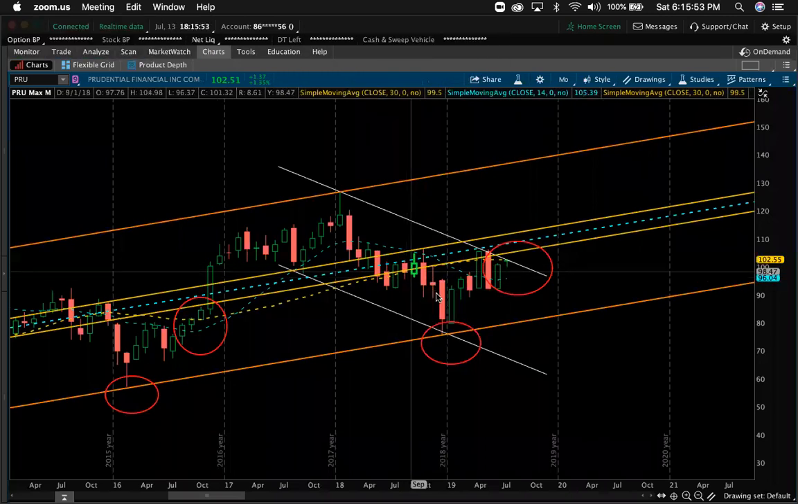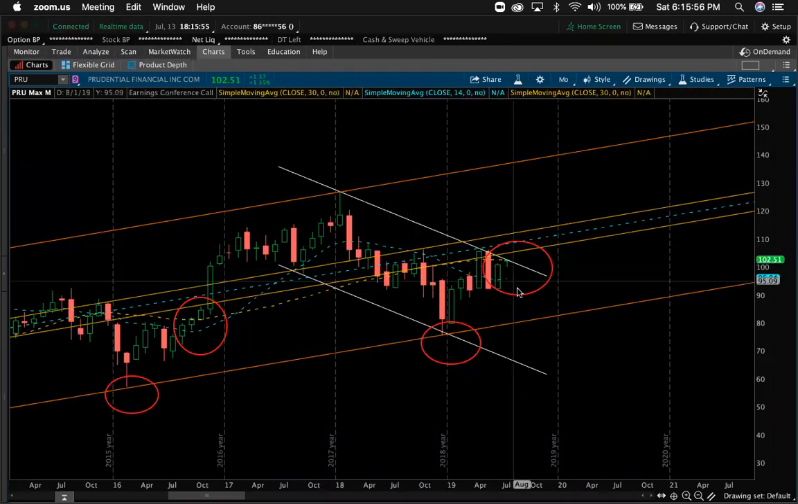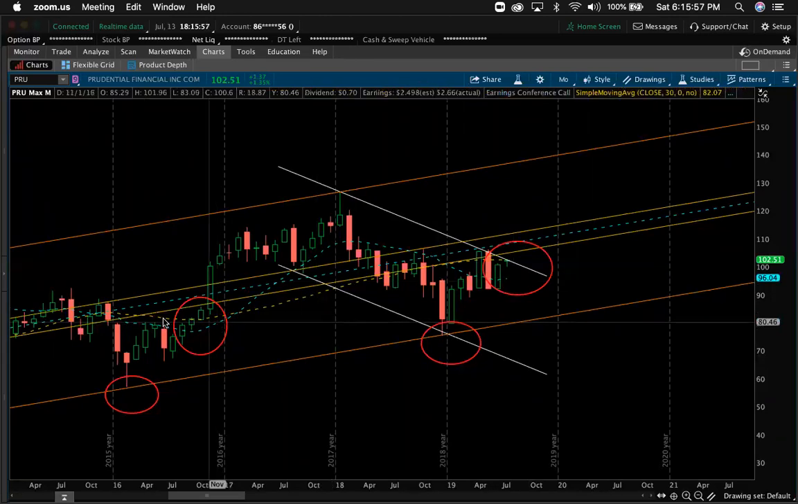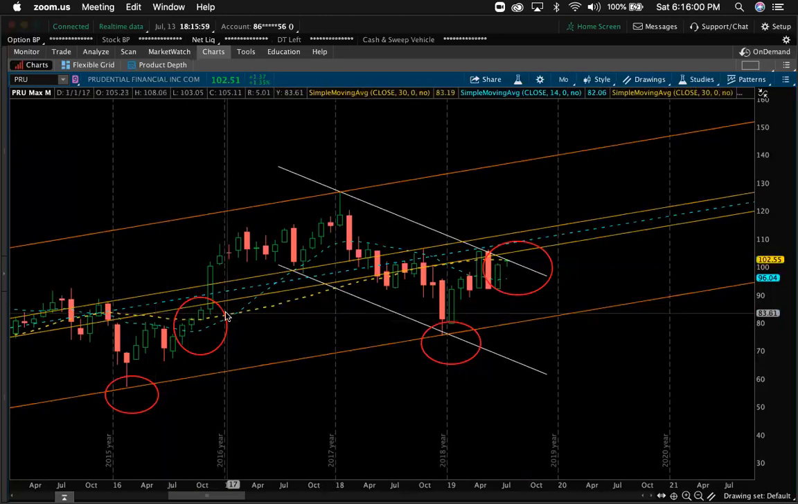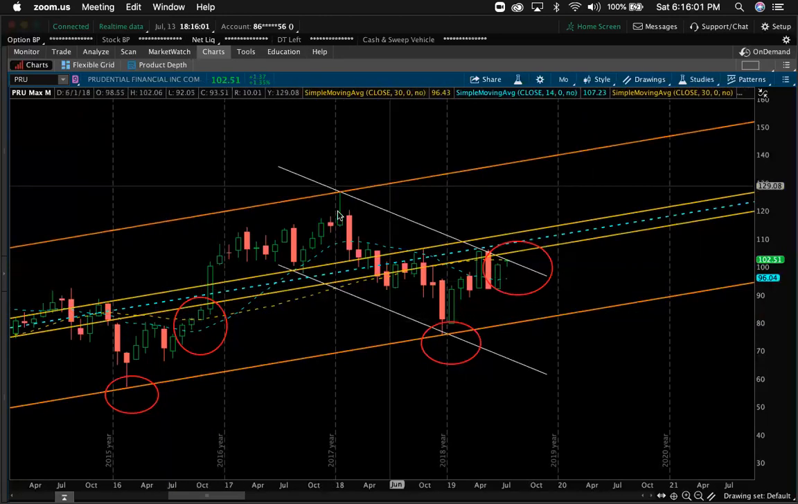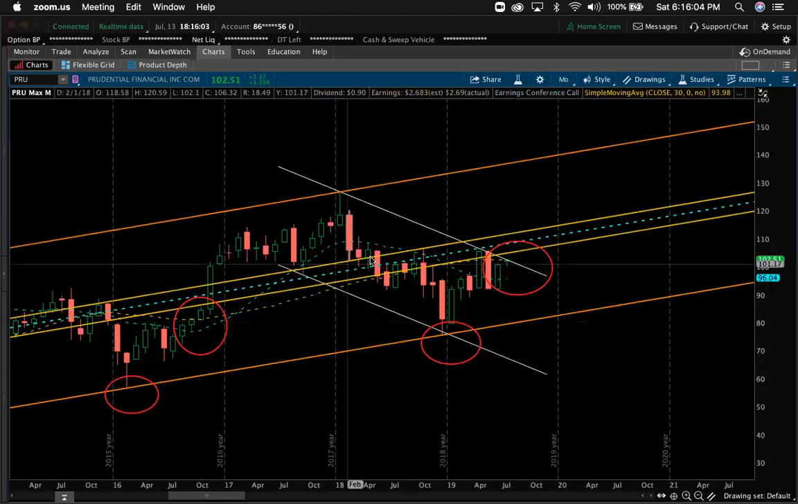But this is actually because it's trading below the 14 and 30 SMA. So you get a lot of small ranges before the move gets above the 14 and 30 SMA, as you can see here, just as it is when it drops below the 14 and 30 SMA.